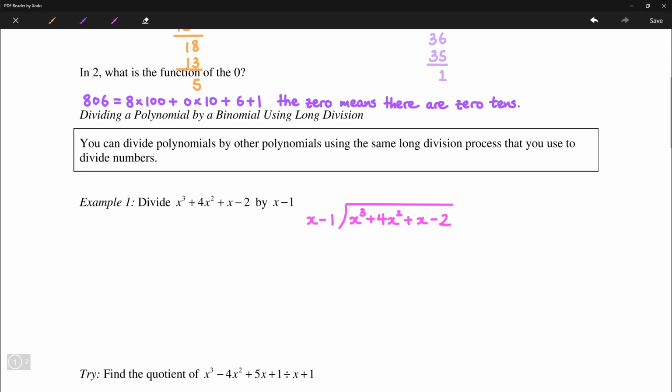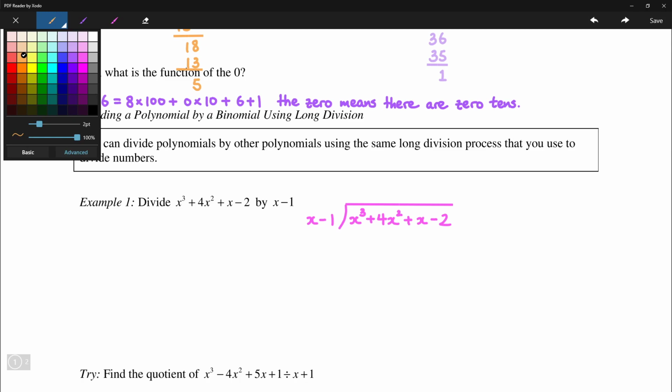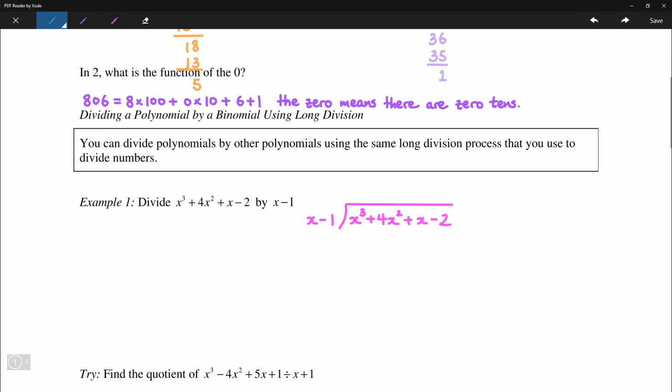Right, so x minus 1 multiplied by x squared. See if we can color code this here a little bit. x squared will give us x cubed minus x squared. And of course, then we can subtract. 4x squared minus negative x squared will give us 5x squared. And the plus x minus 2, of course, carries over.